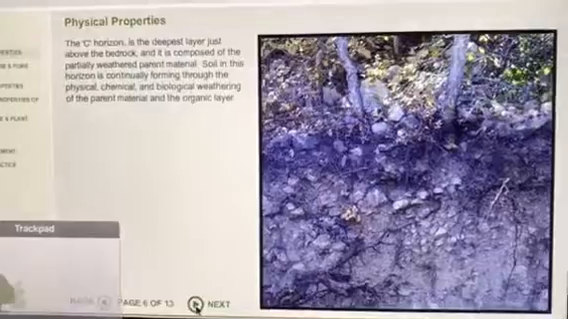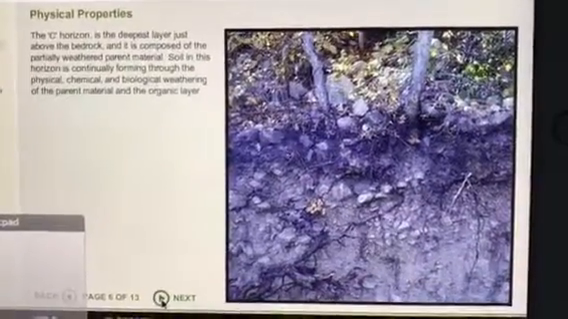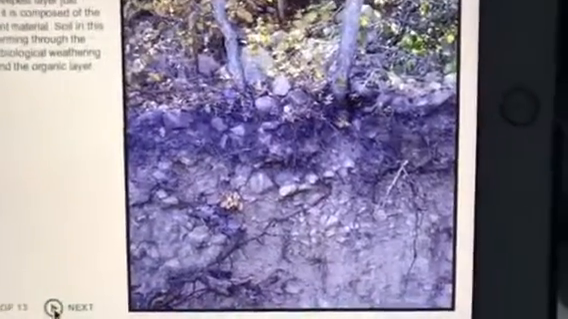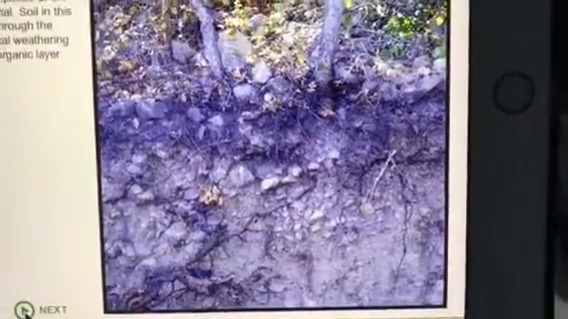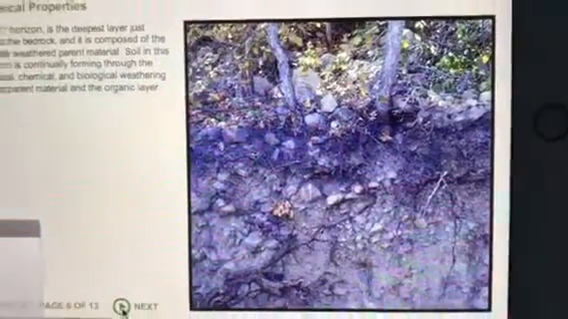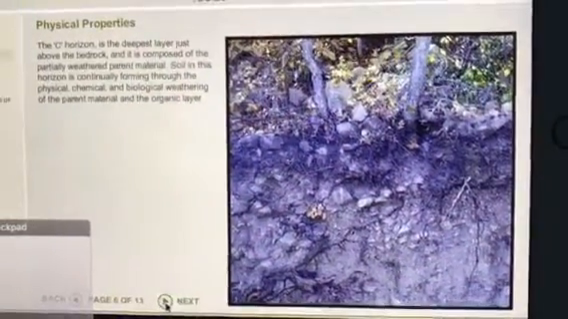The C horizon is the deepest layer just above the bedrock, and it is composed of the partially weathered parent material. Soil in this horizon is continually forming through the physical, chemical, and biological weathering of the parent material and the organic layer.